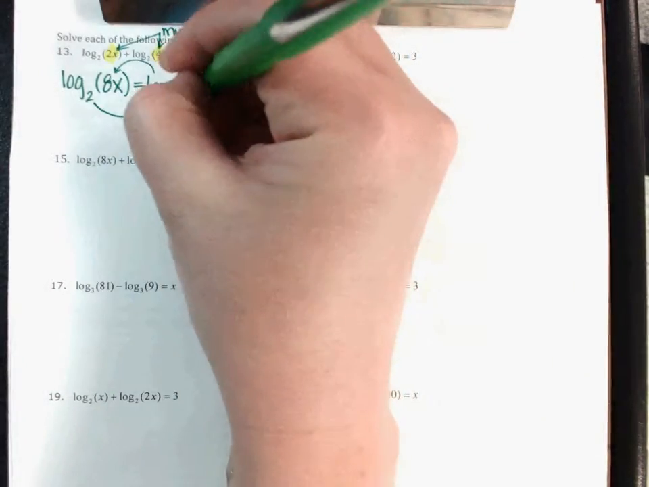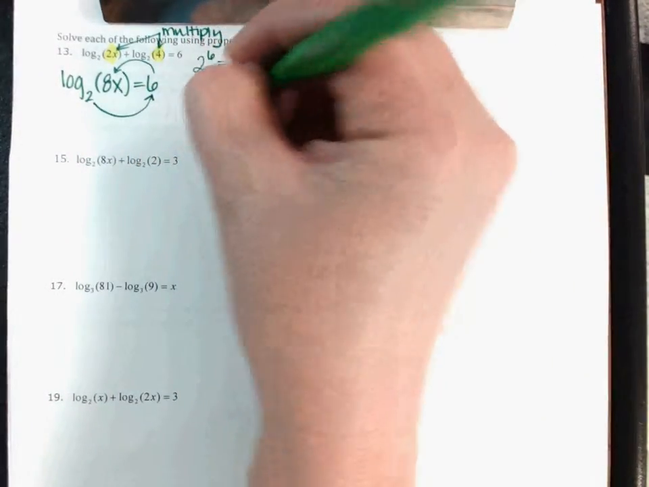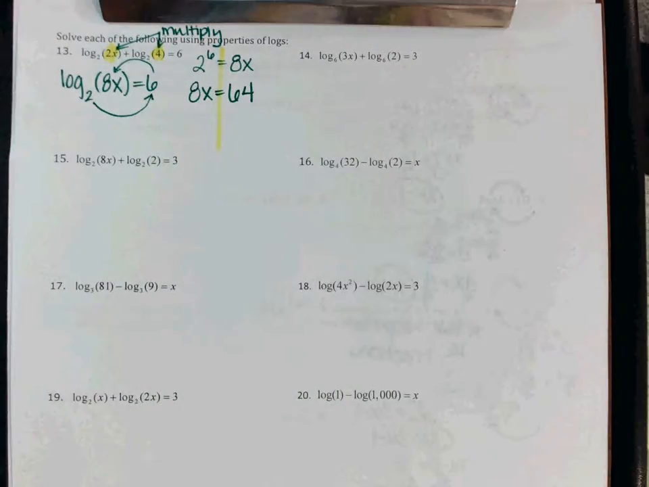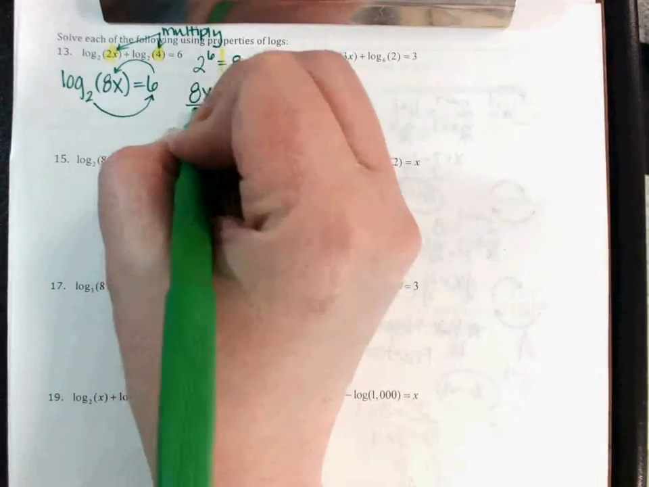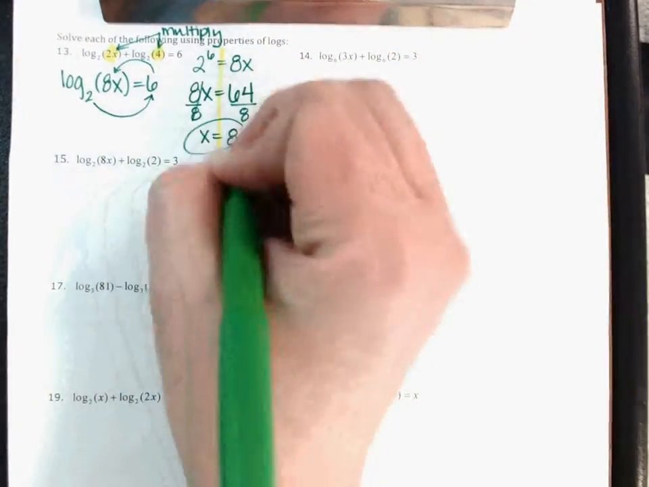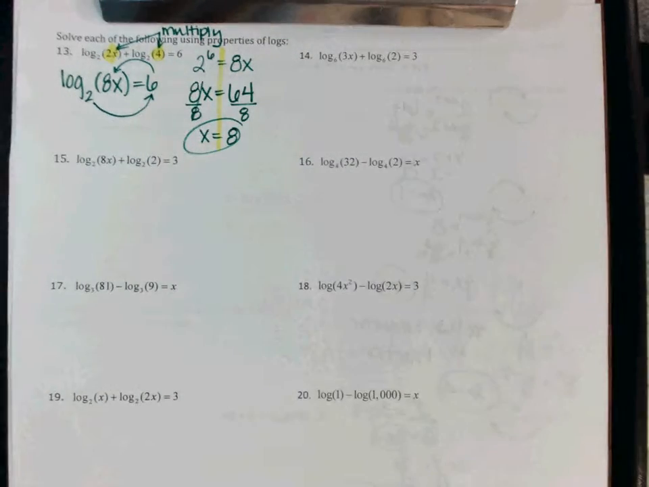So 2 up to the 6 in your calculator here is 64. So if 8x is 64, then what's my last step? Divide by 8. Very good. Remember, when you divide by 8 on the 8 side, it crosses out. Divide by 8 on 64, you get 8 as your answer. Make sense? Good.